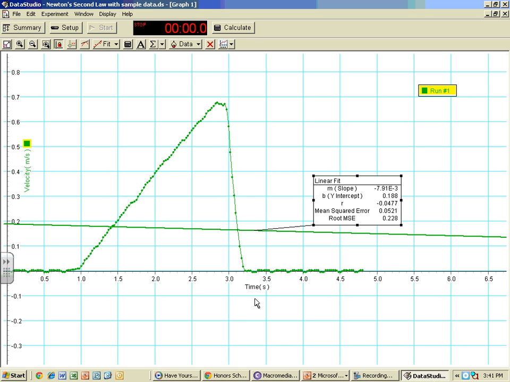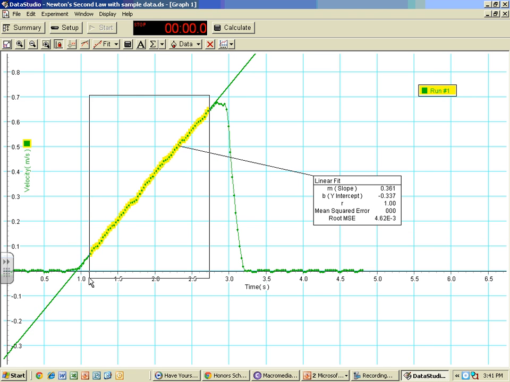Now let's talk about what's going on with this graph. Here, the velocity is 0. So that is after you've hit the start button, but before you let the cart go. Here, it's accelerating. And if we want to know that acceleration, we have to find the slope. So notice I've turned the linear fit button on already. If you select those points, we get a slope of 0.363, which means the cart was accelerating at 0.363 meters per second every second.